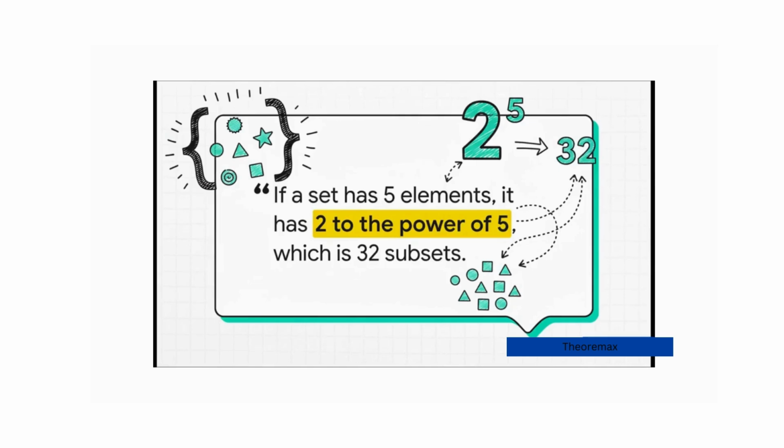So let's put this into practice. Imagine you're in an exam. The question asks, how many subsets does a set with 5 elements have? You don't start listing them out. Nope, you just think, okay, 2 to the power of 5, you do it in your head, it's 32. Boom, done. Next question. It's really that easy.